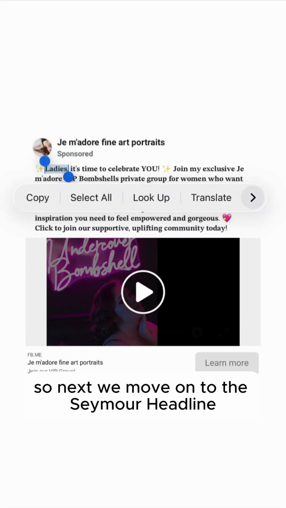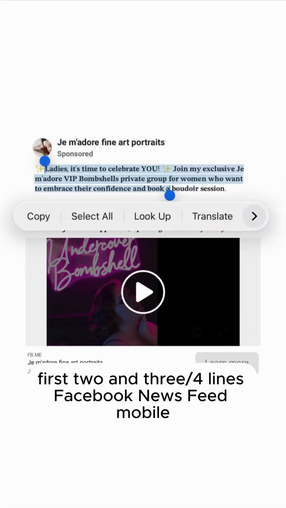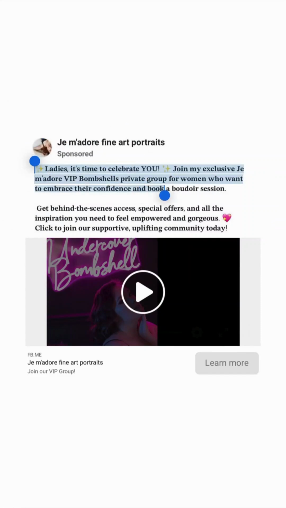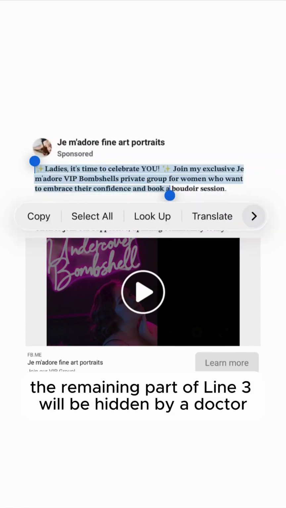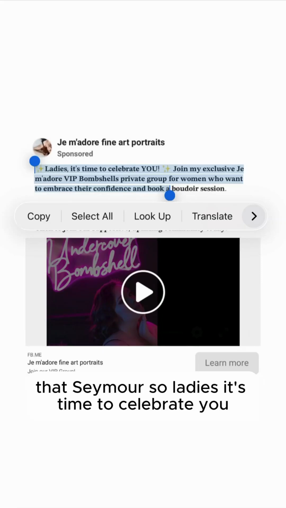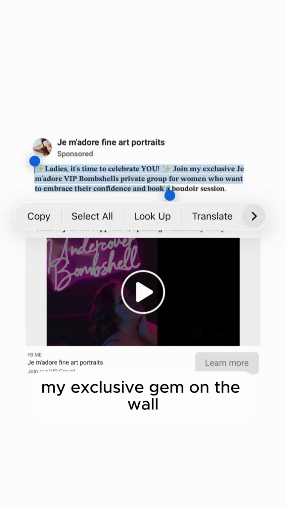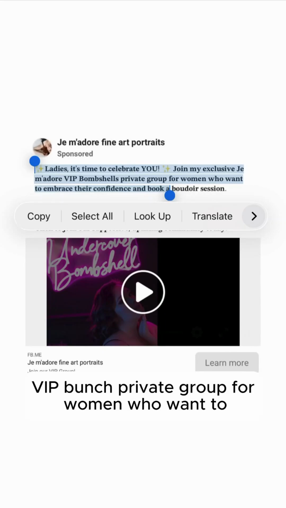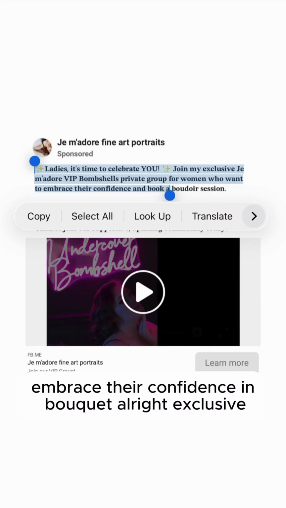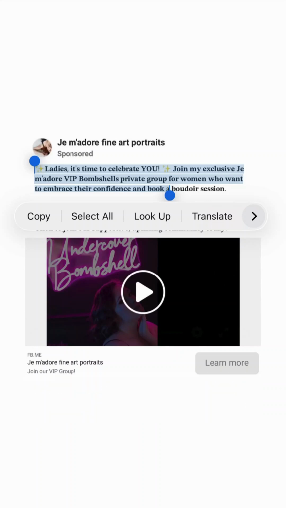So next we move on to the see more headline. First 2 3/4 lines, Facebook newsfeed mobile. The remaining part of line 3 will be hidden by a "see more." So, "Ladies, it's time to celebrate you. My exclusive J'aime Boudoir VIP bonus private group for women who want to embrace their confidence and book a..." all right, exclusive, confidence.